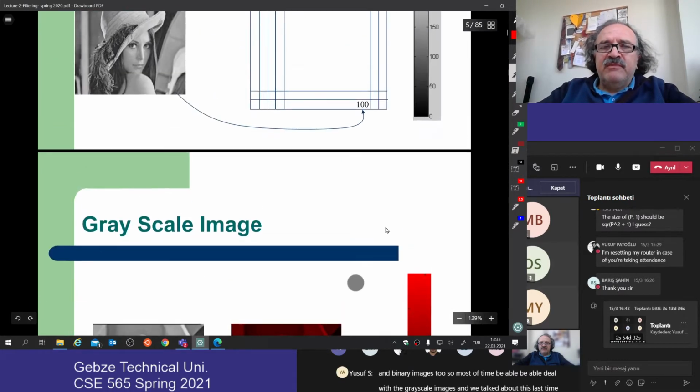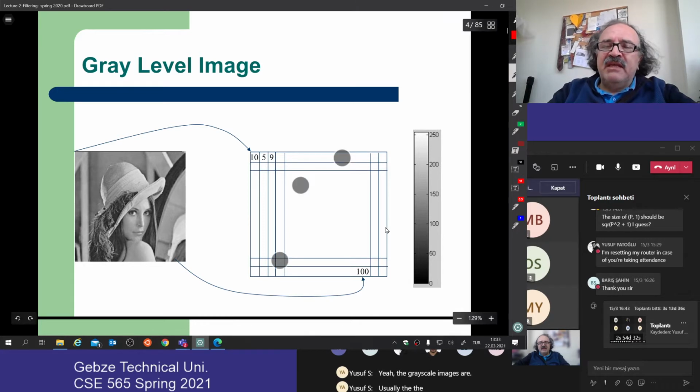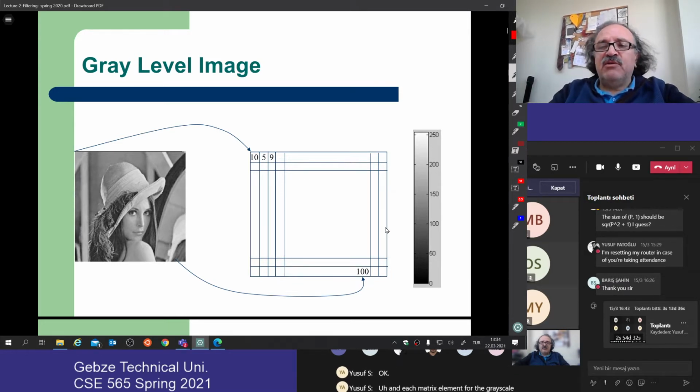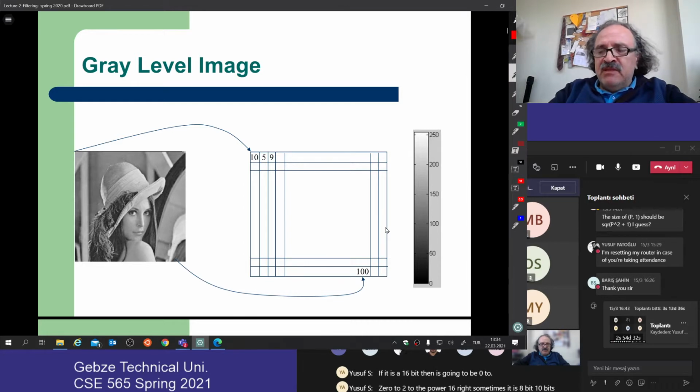As I said before, grayscale images are usually, remember we said that an image is a matrix, and each matrix element for grayscale images is usually from 0 to 255. Sometimes we can use 16 bits instead of 8 bits. If it is 16-bit, then it's going to be 0 to 2 to the power 16. Sometimes it is 10 bits. In that case, it's going to be 0 to 1024.